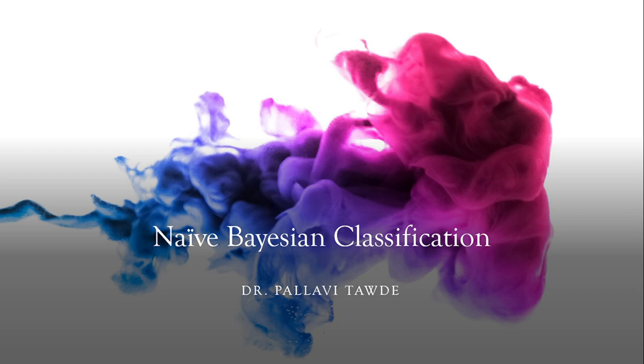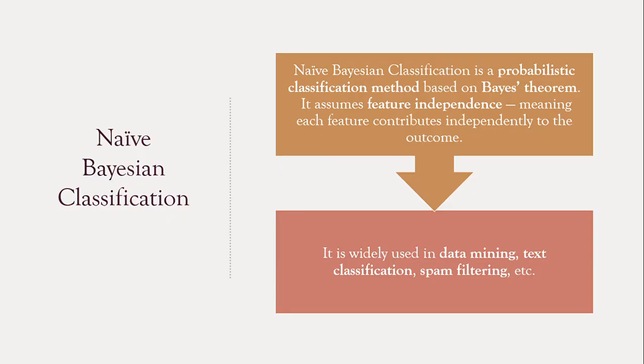Hello all, in this video we are going to learn about Bayesian classification. Bayesian classification is a probabilistic classification method based on Bayes' theorem. It assumes feature independence, meaning each feature contributes independently to the outcome. It is widely used in data mining, text classification, spam filtering, etc.